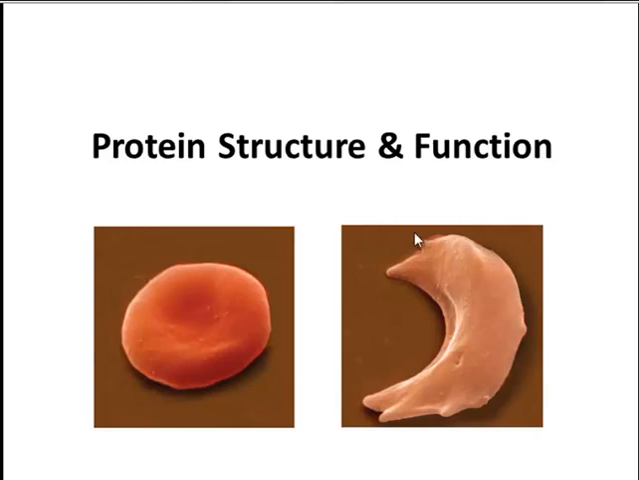In class, we've learned that the order of bases in DNA determines the order of amino acids in protein and ultimately determines that protein's function. We've also seen that mutations in the DNA sequence can lead to genetic diseases.